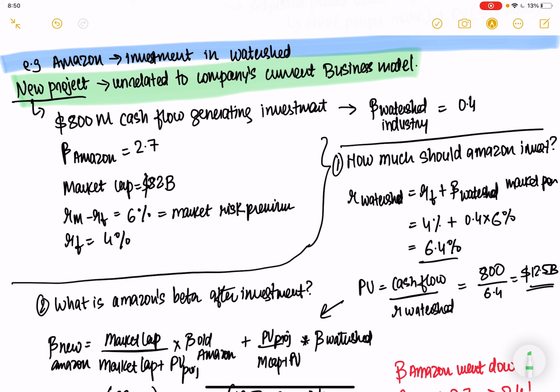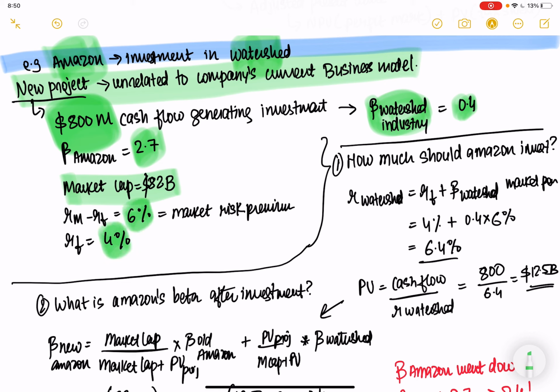If Amazon tries to get into an investment project to build a watershed, Amazon doesn't do watershed, but let's say it tries to. It sees that the opportunity's cash flow generation is 800 million. It sees that the watershed industry has a beta of 0.4. Amazon's beta is 2.7, the market cap of Amazon is 8.82 billion, the market return is 6% as the risk premium, and the risk-free rate is 4%. So then how much should Amazon invest?